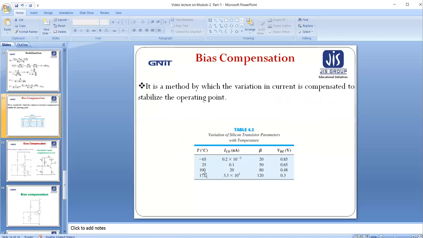So what will happen? If the temperature increases and the VB decreases in such a fashion, the same fashion will be obtained by using the diode also, but the polarity of the diode VD will be opposite to the VB. Therefore, this 0.85 will be neutralized by minus 0.85. This 0.65 will be neutralized by minus 0.65 and so on.